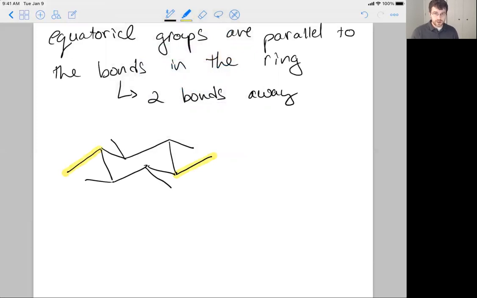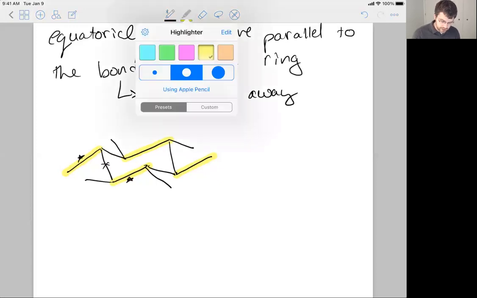Those 2 lines are going to be parallel to bonds within the ring, and it's going to be this bond and this bond. So 2 lines away. What I'm saying is you start here with a star, you skip 1 bond, and you get to another line. So every equatorial group is parallel to bonds inside the ring that are 2 lines away.